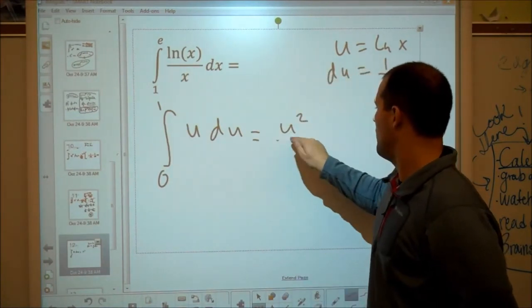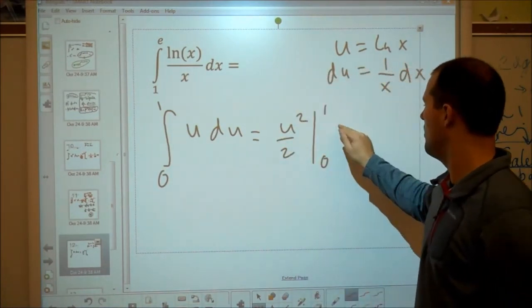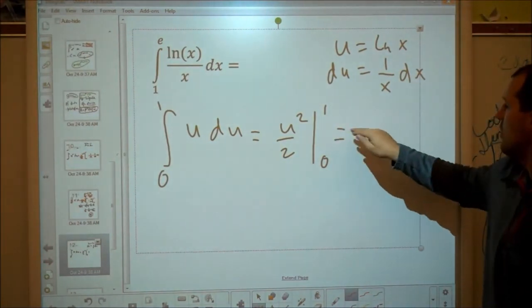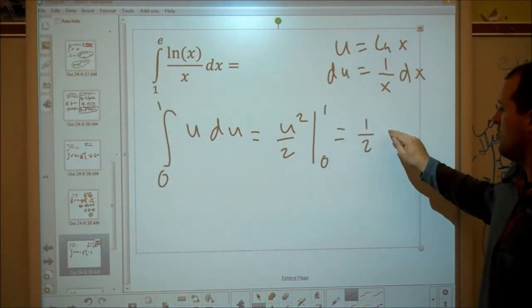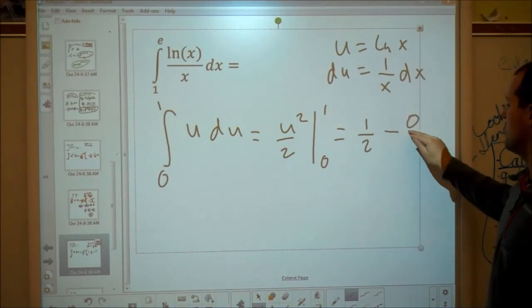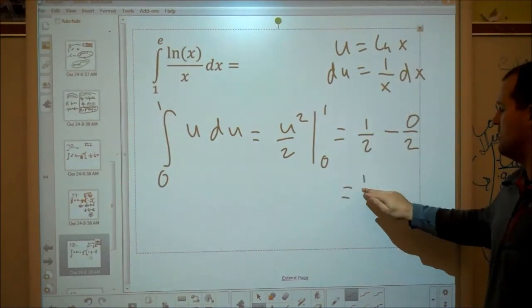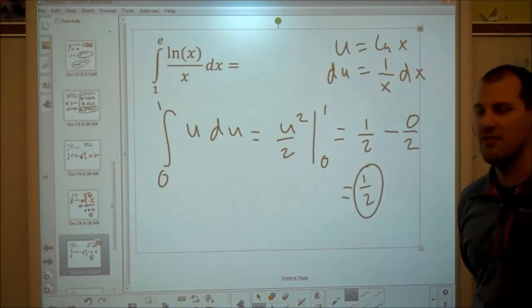I get u squared over 2, bounds from 1 to 0. Looks like that would be 1 squared over 2 minus 0 squared over 2, which is just 1/2.